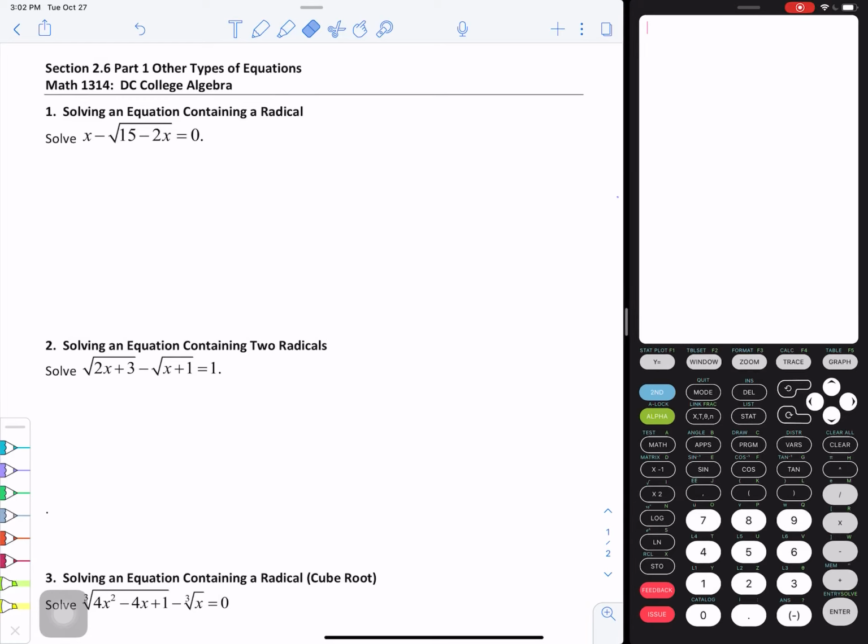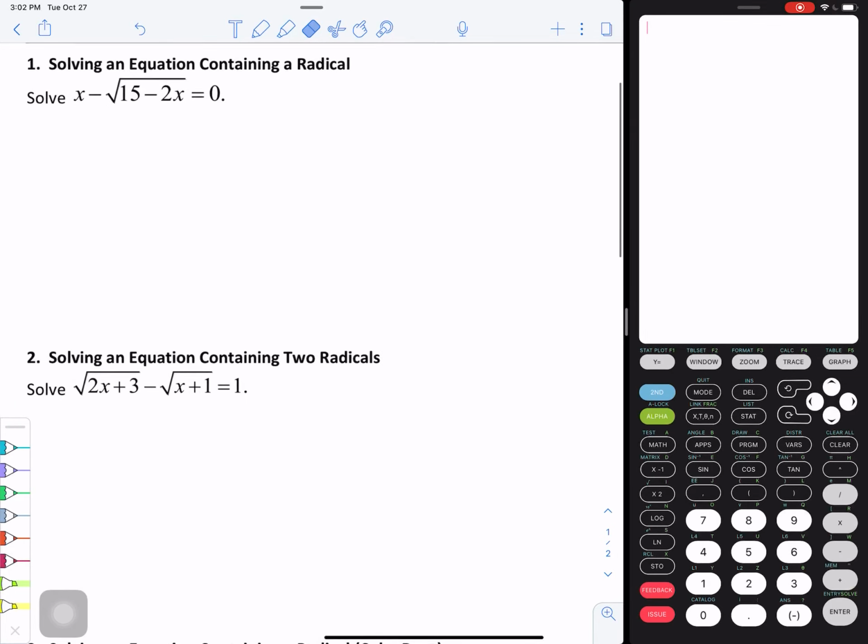This is the class lesson for section 2.6 part 1, other types of equations, and we are going to be solving equations with radicals. So let's begin with this first equation, and I have the calculator up because I'm going to show you how to check these solutions. Every solution has to be checked if you raise both sides of an equation to a power. So it's really important that you have a quick way to check these, and I can show you that.